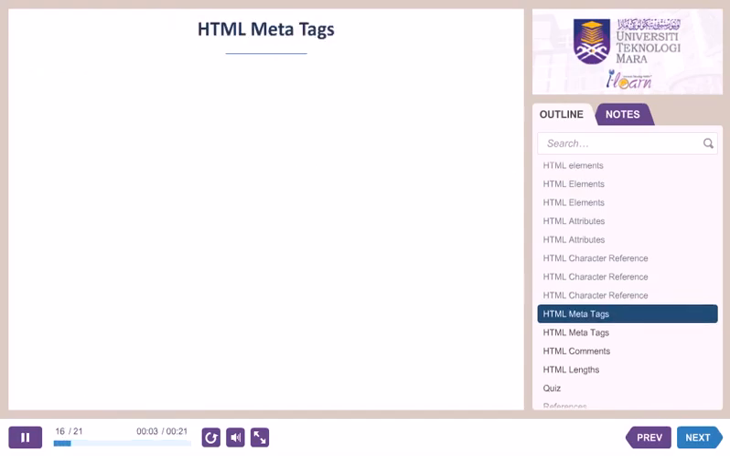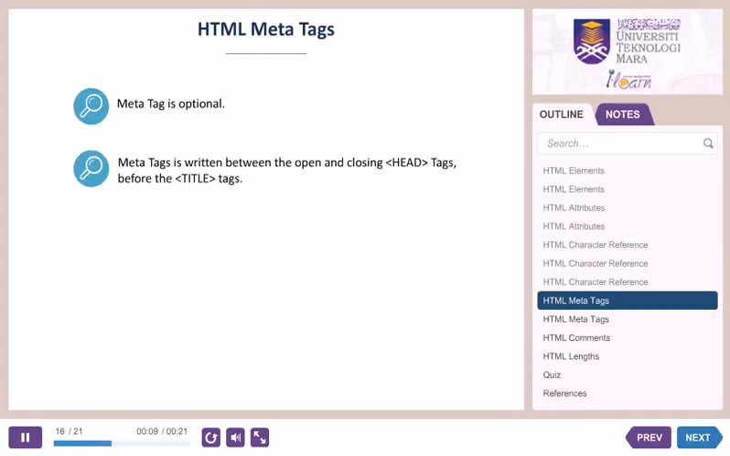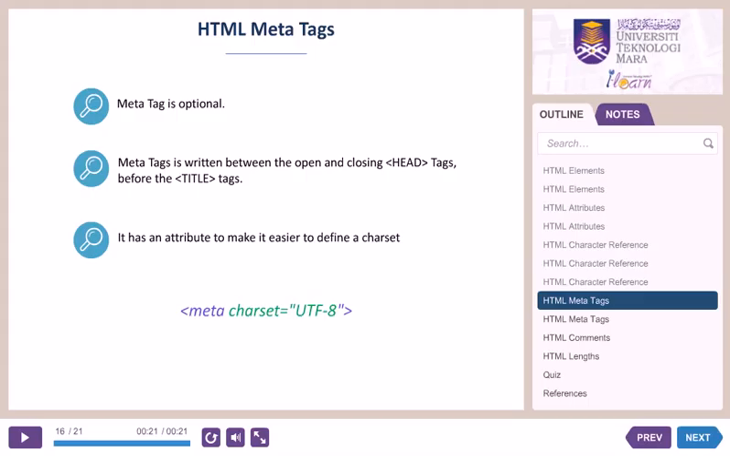HTML meta tags. Meta tag is optional. Meta tags is written between the open and closing head tags, before the title tags. It has an attribute to make it easier to define a charset.